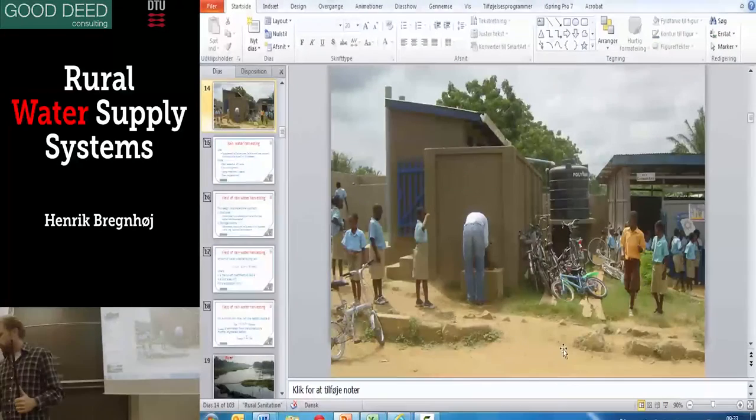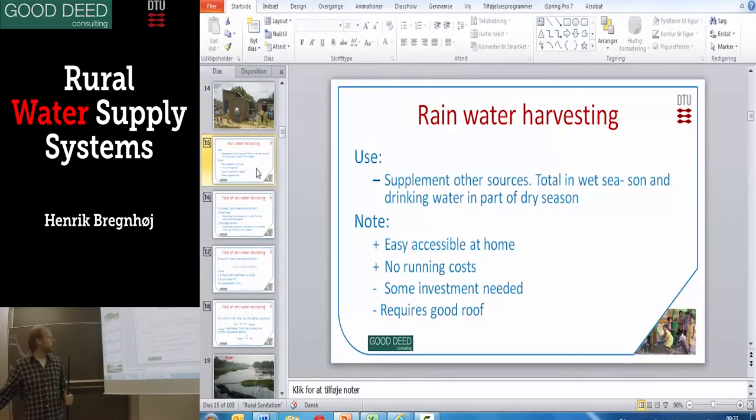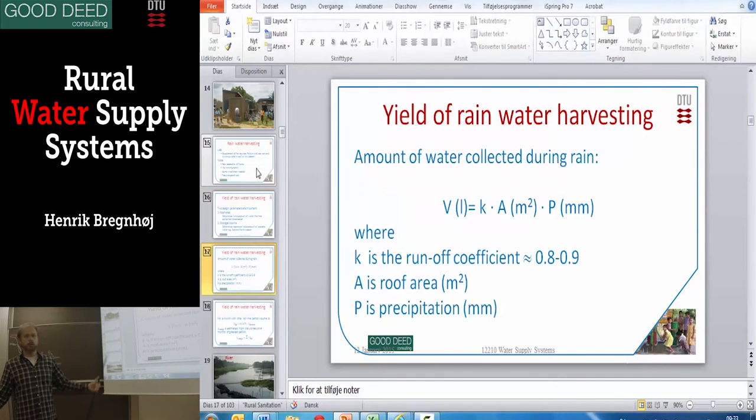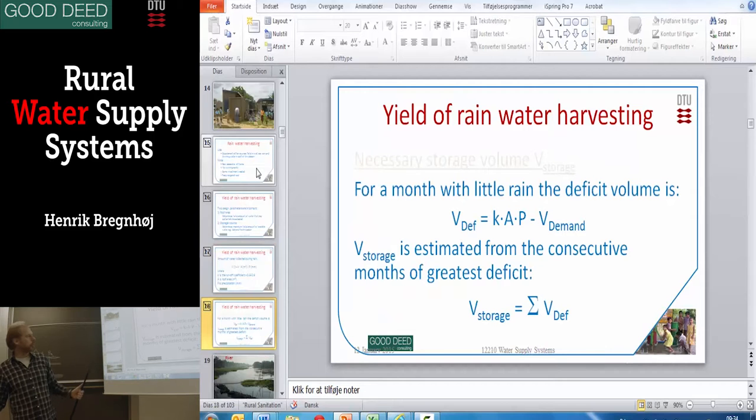I want to show you something else here. There are some extra slides. I'm showing you lots of pictures today. But in the slides that I'm uploading, you'll find some extra slides about how to calculate how much water you can get from this. I think it takes too long to go through and it's pretty boring. But if you need to make calculations, there are a lot of slides in between that you can look at afterwards.